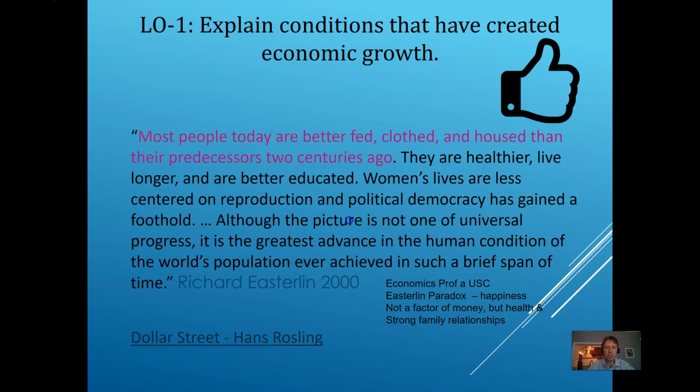I will tell you that when you see quotes like this and you see a name you don't know, such as Richard Easterlin, which I wouldn't have known who Richard is, I just encourage you to look it up. He's an economics professor at the University of Southern California, and it's the Easterlin paradox that he's talking about, that happiness is not a factor of money, but of health and strong family relationships.